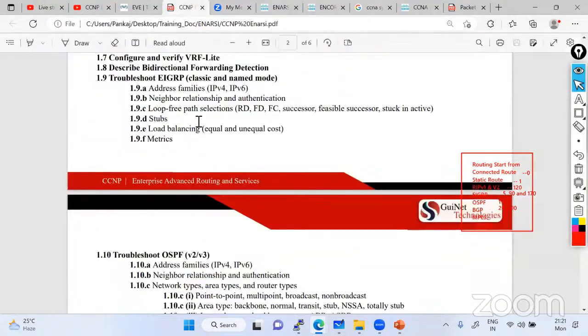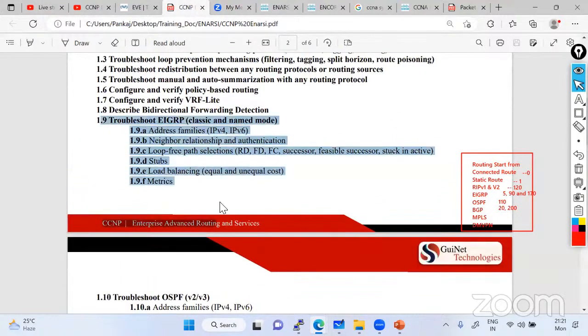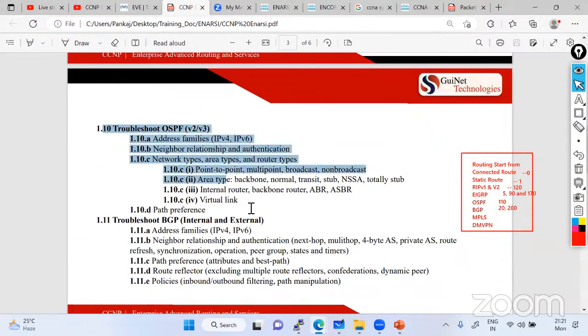So after understanding EIGRP, we'll move to OSPF. In OSPF, again, we have to do a lot of things. We have to configure OSPF for both IPv4 and IPv6. So we need a little understanding of IPv6: how IPv6 can be configured on the interface, how we can enable OSPF, and how neighbors are going to communicate. We have to do those in IPv6. For neighbor relationship authentication, we also have to understand plain neighborship and authenticated neighborship, and how my neighborship is going to be formed.